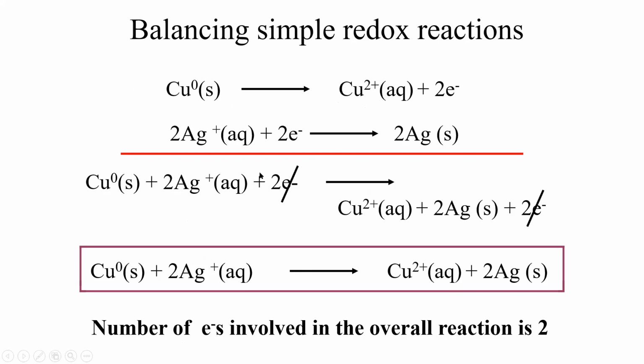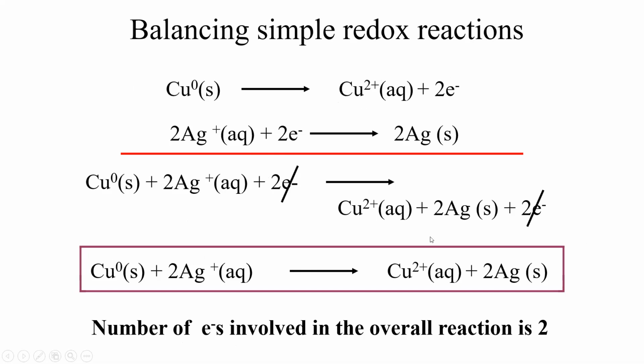So when you bring out all the reactant side of both, that is your copper, silver ions, and 2 electrons on this side, then on the products side, you have your copper ion, the 2 electrons, and silver.